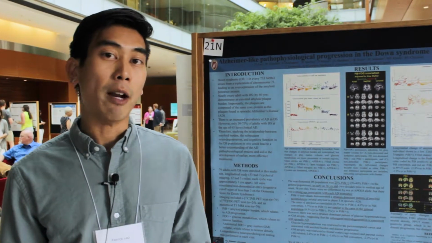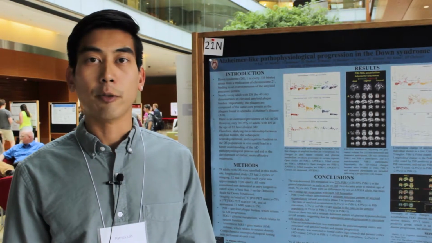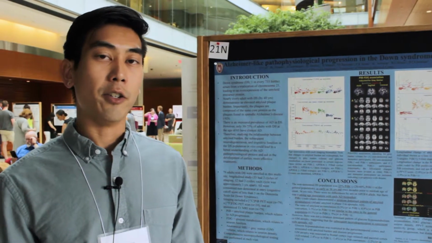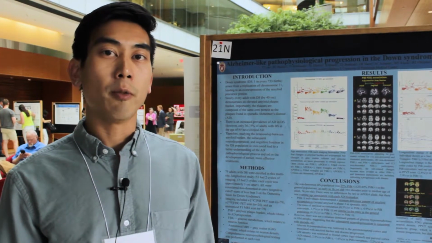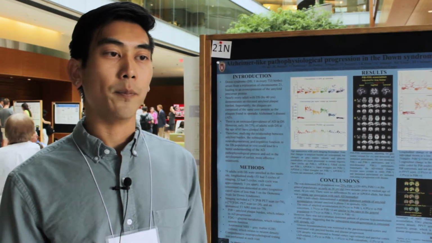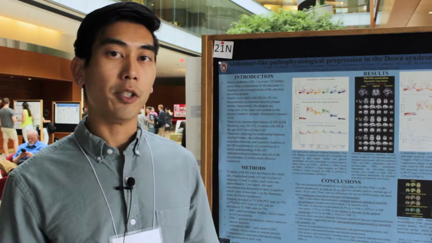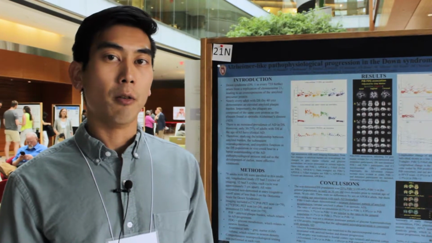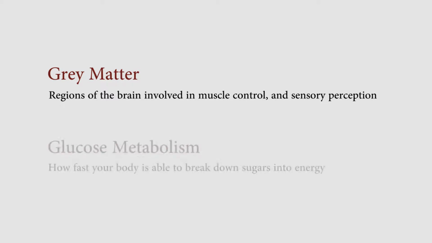And there's a higher prevalence of Alzheimer's disease in the Down syndrome population compared to other intellectual disabilities or to the general population. So that suggests that there's a pathogenic role for amyloid plaques, and we want to study that in vivo. So we're going to do a longitudinal study looking at markers of amyloid accumulation and various markers of neurodegeneration. So gray matter volume as a measure of neuron density and glucose metabolism as a measure of neuron function.